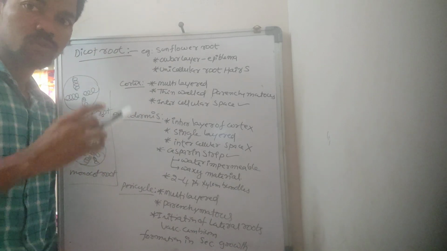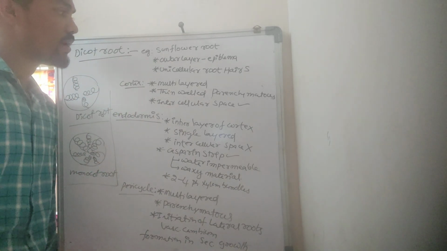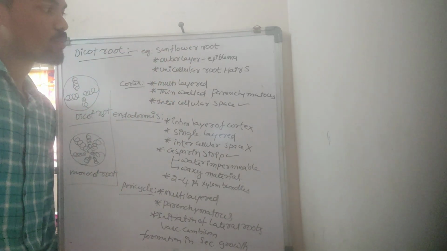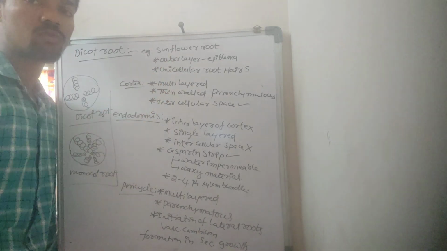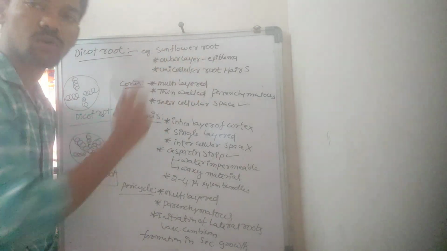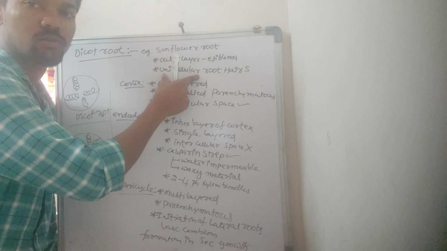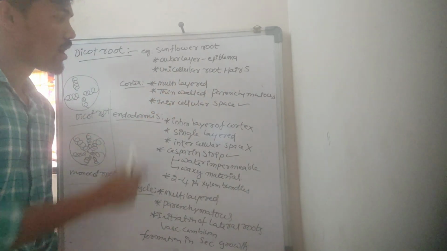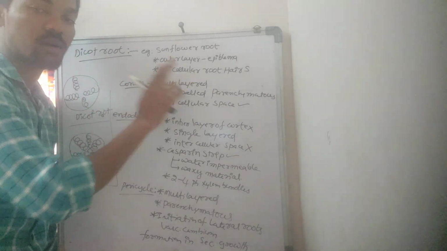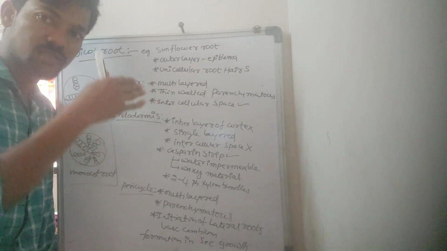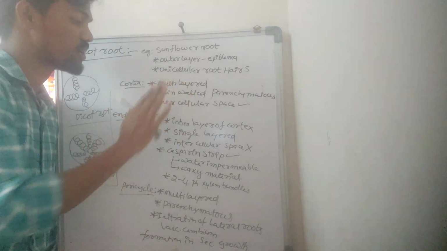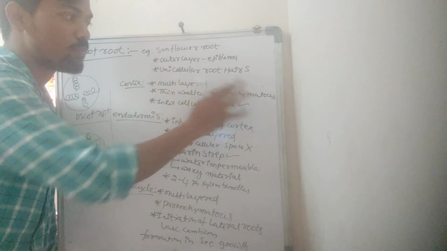Come to the discussion about dicot roots. A dicot root example is the sunflower root. The outermost layer in the dicot root, particularly in the sunflower root, is called the epiblema. It has unicellular root hairs, and it contains a cortex. The cortex is multi-layered, because there are endodermis, hypodermis and so many layers. It is thin-walled and made up of parenchymatous cells.